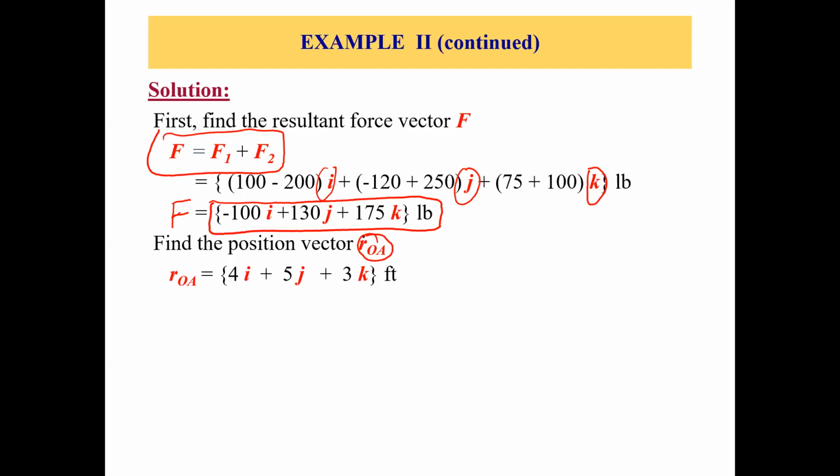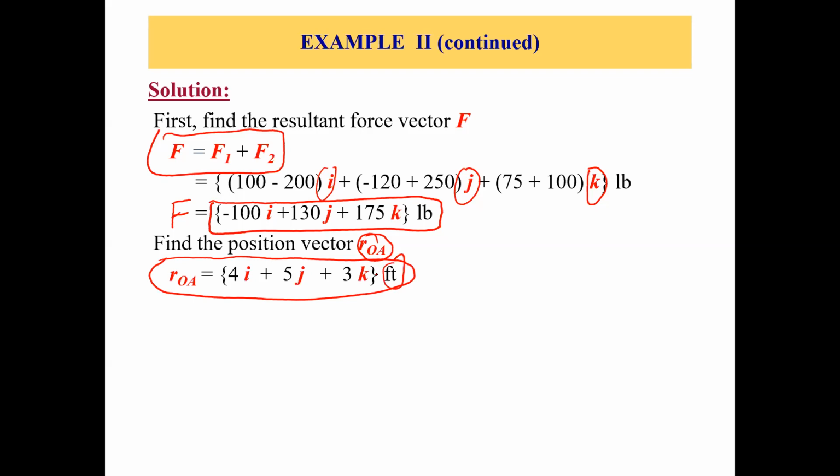In this case, we are going from O towards A, right? So A is the tip, O is the tail. So what do we need to do? Subtract the components, the coordinates. Tip minus tail, so A minus O: AX minus OX, AY minus OY, AZ minus OZ. If you do that, we'll get this as our position vector: 4i plus 5j plus 3k, and of course we have the units, feet.